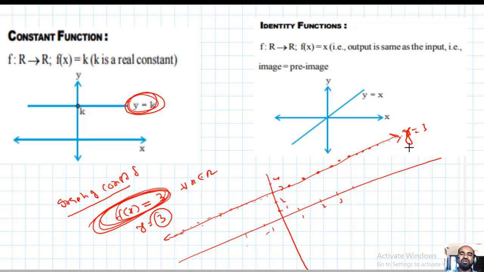A line parallel to the x-axis, 3 units from the x-axis. No, y equal to 3. That's in our definition. What I told here, f of x equal to k. That's why y equal to k is a line parallel to the x-axis. So the line y equal to k is the graph of this constant function.